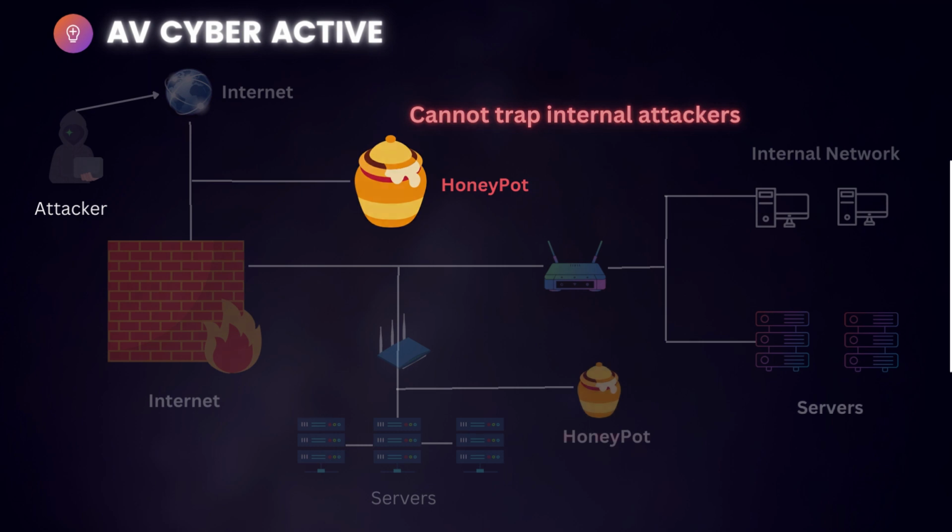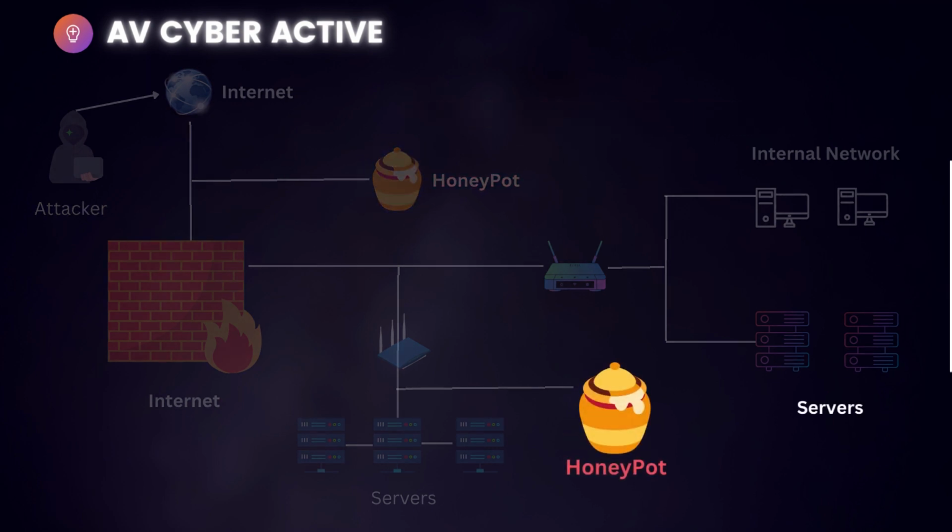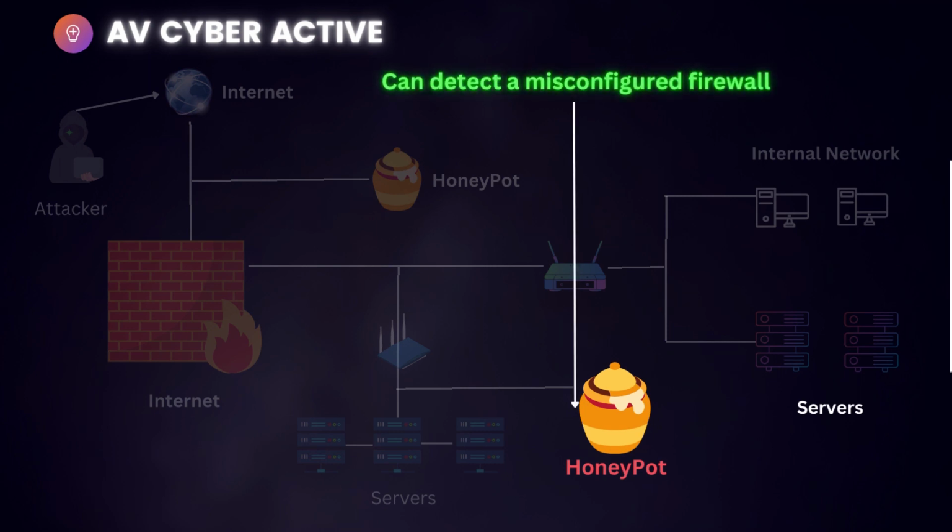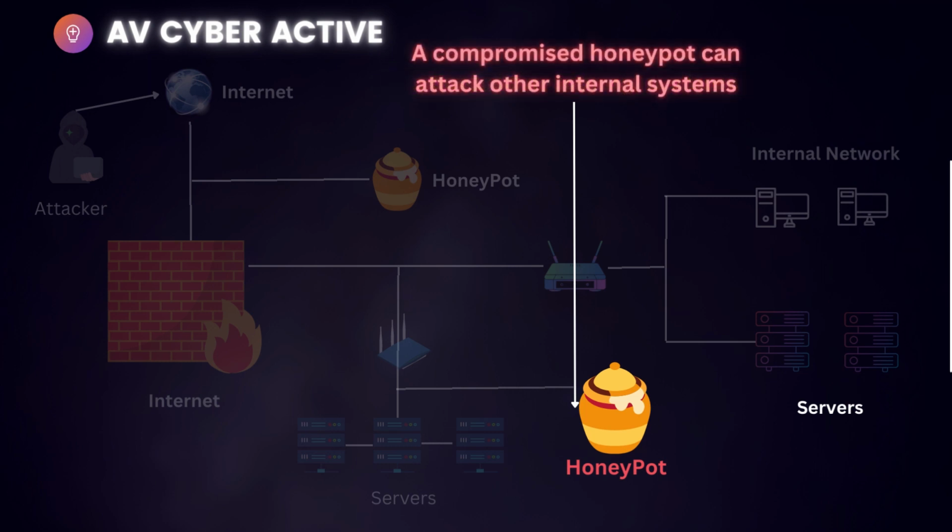Now, how about you go ahead and place your honeypot inside the network or along with the servers? Well, the advantage is it can also detect a misconfigured firewall, which means your firewall failed to stop the attacker and the attacker somehow made it inside your network. However, the story is not all roses. There are some disadvantages as well. The disadvantage here is a compromised honeypot. If placed inside the network, it opens more doors for the attacker to attack your internal systems as well. And that's a security risk.